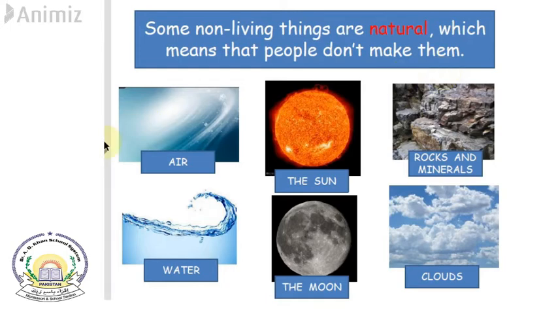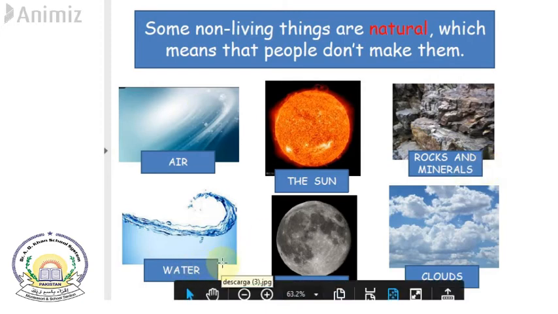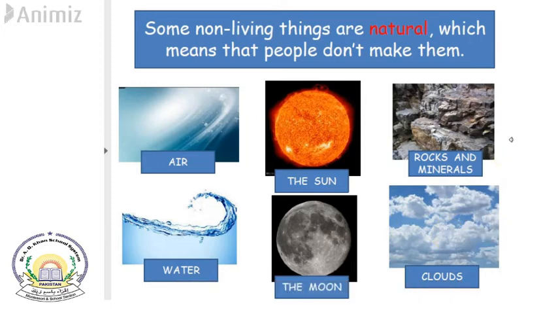For example, air is a non-living thing. Sun is a non-living thing. Rocks and minerals are non-living things. Water is a non-living thing. Moon is a non-living thing. Clouds are non-living things. But these are natural, which means they do not require food, water, and air, and they are not made by human beings, they are made by nature. So these are natural non-living things.